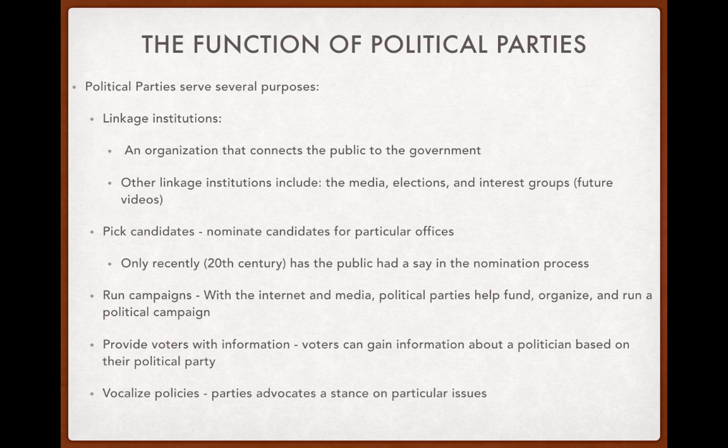They also vocalize policies. Parties advocate a stance on particular issues. Again, whether it's gun control or abortion, the two political parties tend to have a particular stance on those topics. Democrats tend to be pro-choice. Republicans tend to be pro-life.